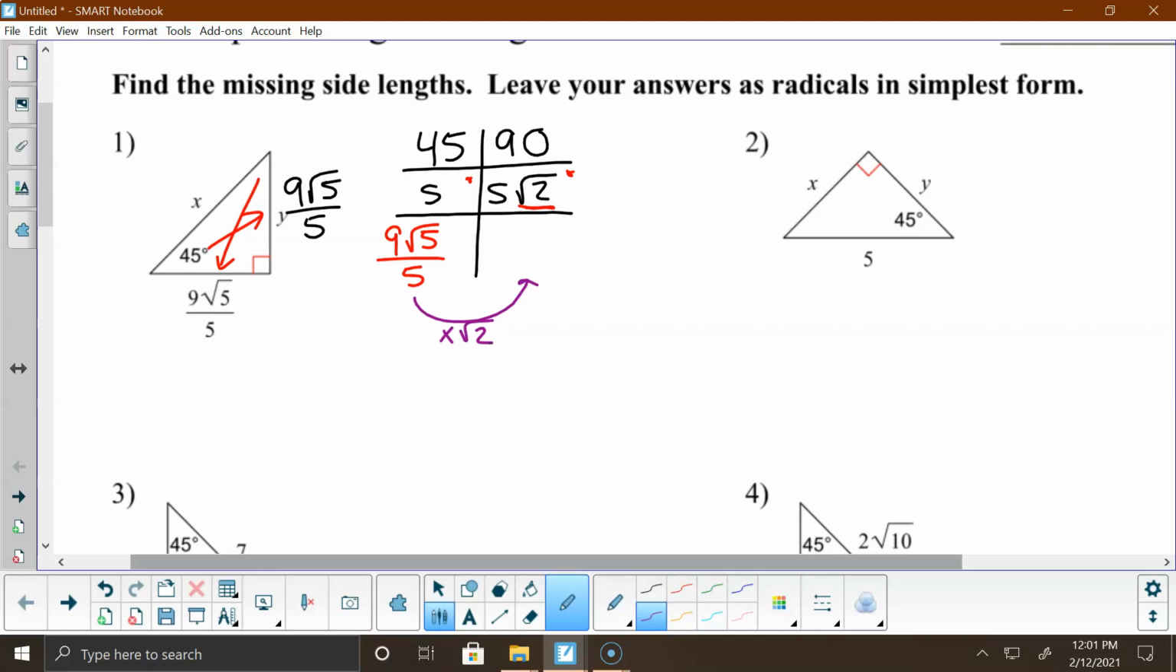So this works kind of in the same way, because I've got 9 root 5 over 5. I've got to multiply it by square root of 2. And remember, it's square root of 2 over 1. All right, so what's root 5 times root 2? Yeah. So I've got 9 over 5. Can I simplify that at all?